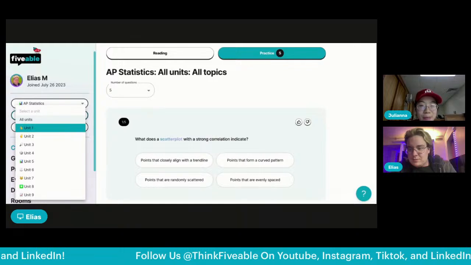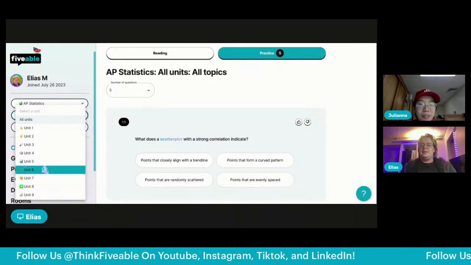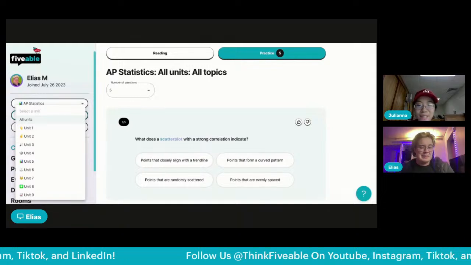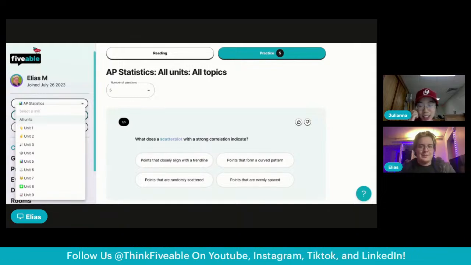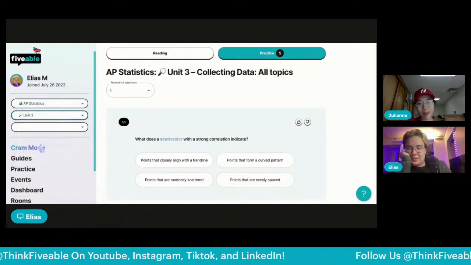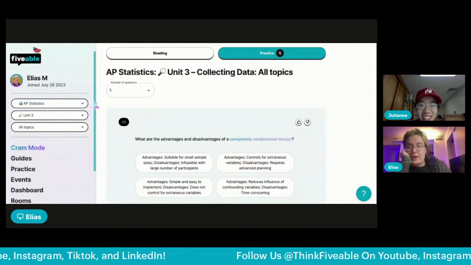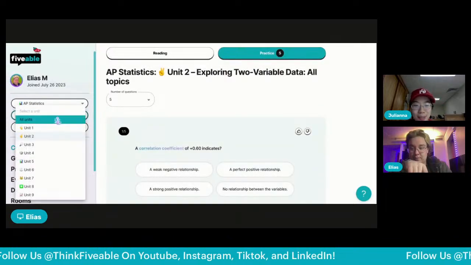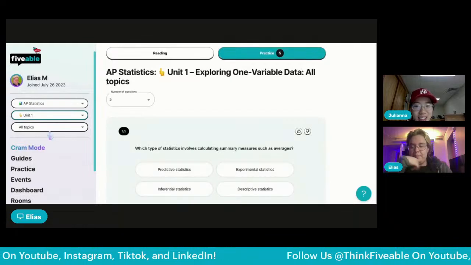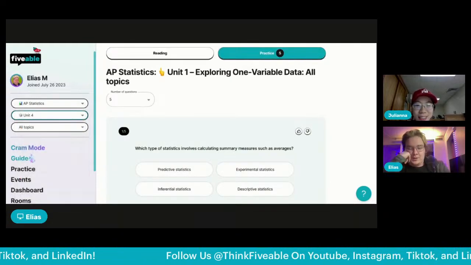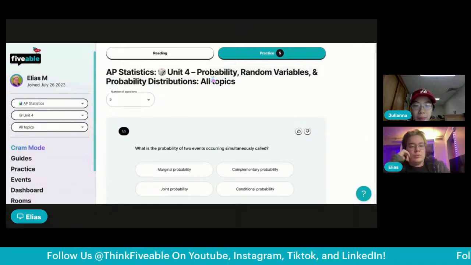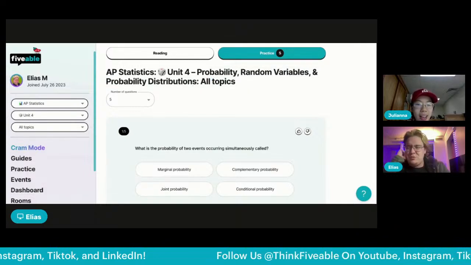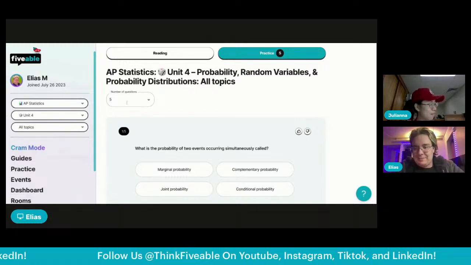Any unit preference? Maybe like 3. Okay. I really wish these units had names attached, because you think I'm gonna remember which is which just from the number. Okay, that one's collecting data. Exploring 2 variable data. I'm guessing this is going to be exploring 1. Yeah. Look at that. Nice and predictable. I think this is a good one to start off on. I think it's a good fundamental unit.